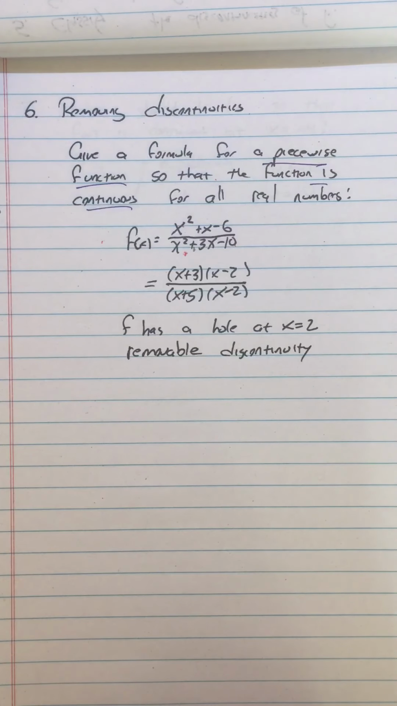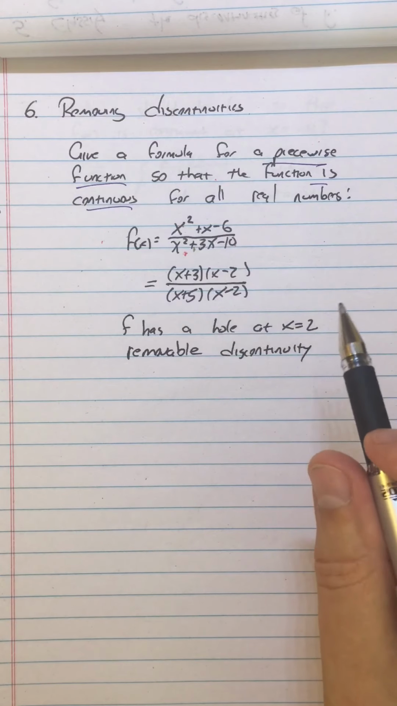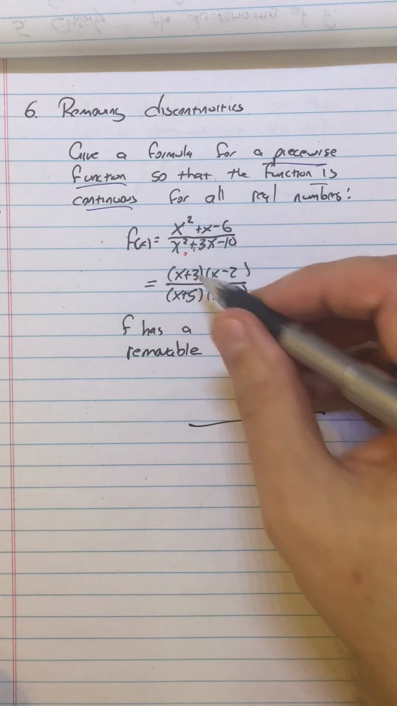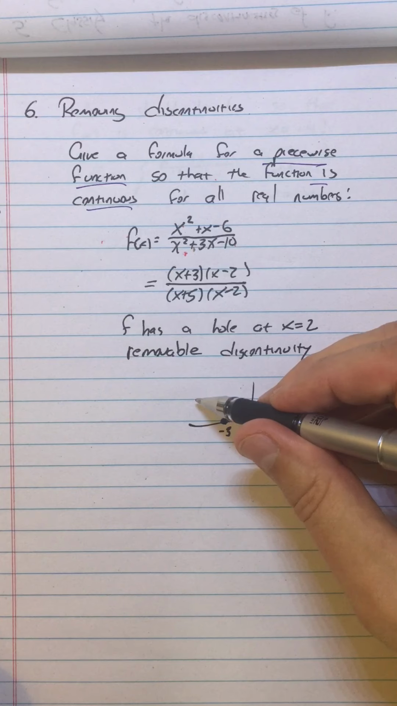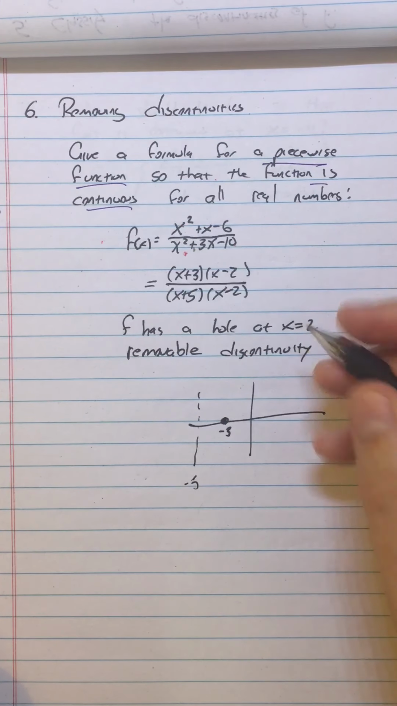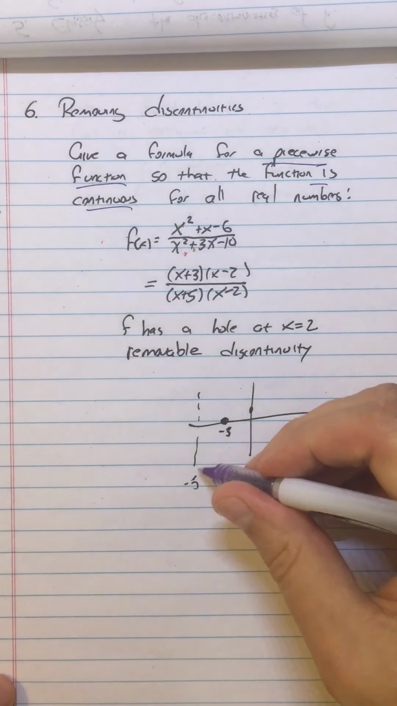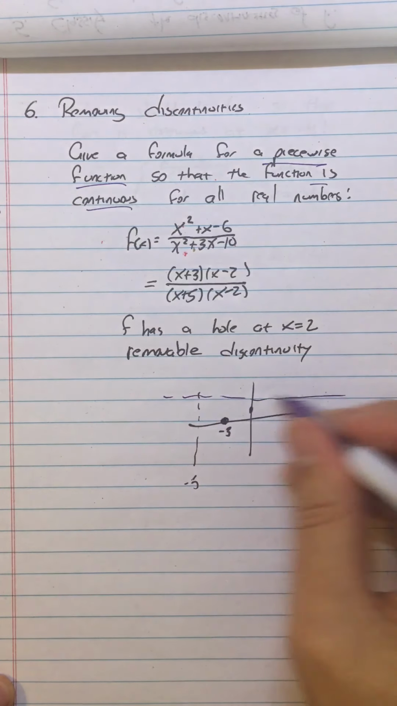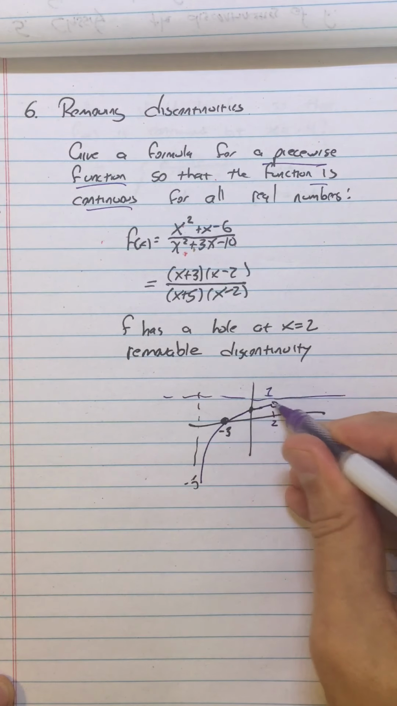All right, well, to remove the discontinuity, I have x plus 3 over x plus 5. How hard do I want to think about what that graph looks like? There's an x-intercept at negative 3, there's a vertical asymptote at negative 5, the y-intercept is 3/10, and a horizontal asymptote at 1. So the graph looks like this, but right here at 2, there's a hole.